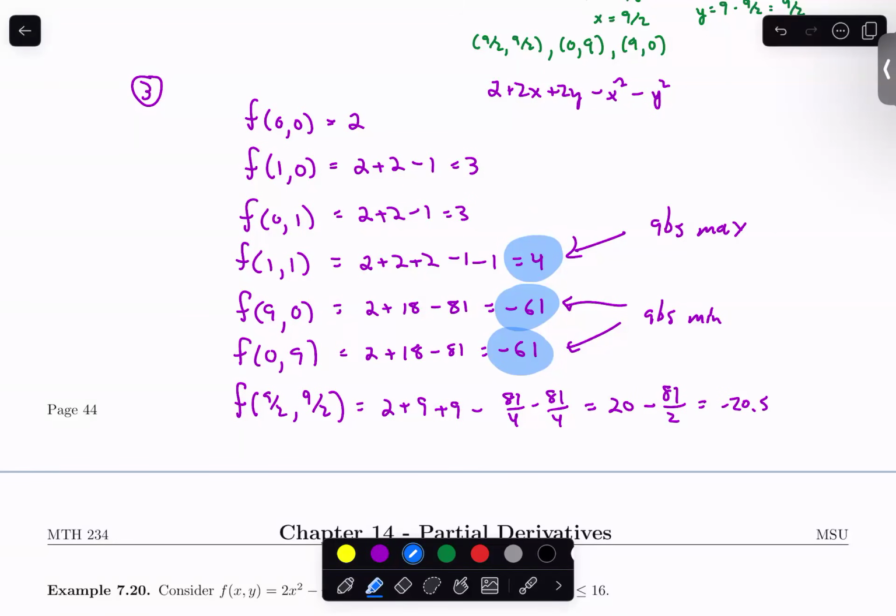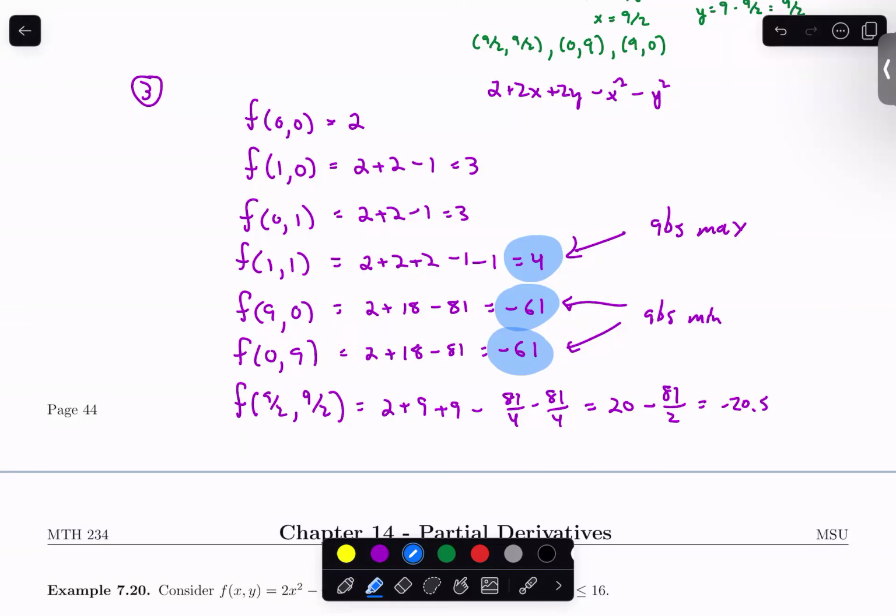By the way, you have to be a little bit careful, right? When I ask for the absolute max or the absolute min, those are the function outputs, right? So 4 is the absolute max. The absolute minimum is negative 61. You can also ask where they occur, right?